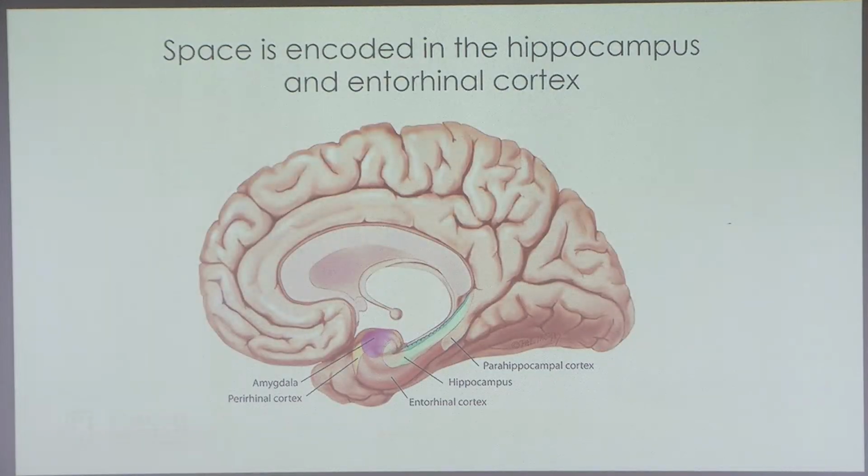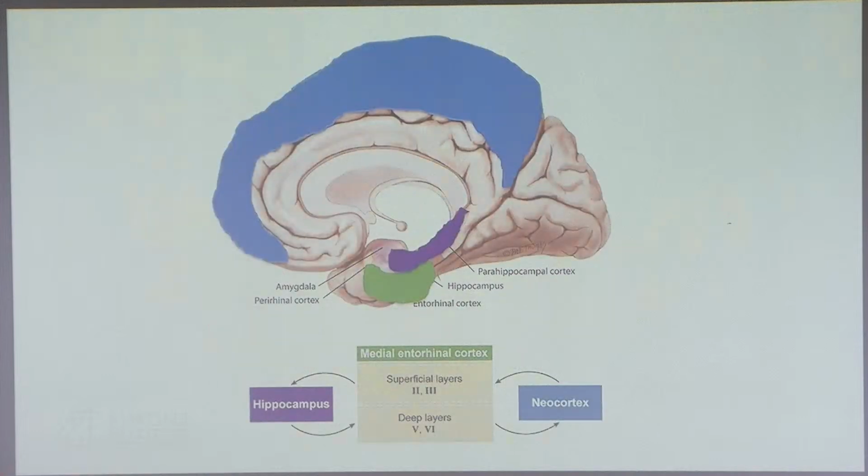Space in the brain is encoded in the hippocampus and the entorhinal cortex. This is a human brain. You can see the hippocampus and entorhinal cortex. Now, in terms of anatomy and information flow, the medial entorhinal cortex acts as a bottleneck relay station between hippocampus sending and receiving information to the whole of the neocortex. So the medial entorhinal cortex is really the relay station.